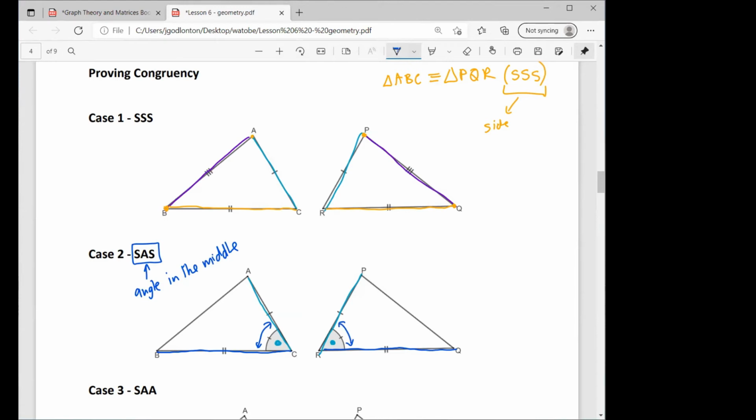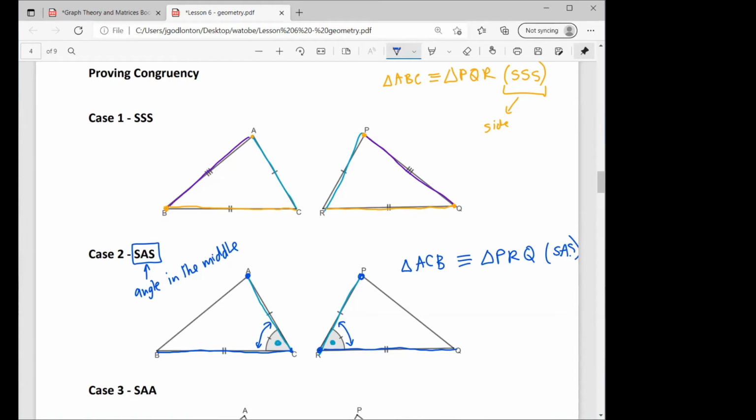So again, here, if I was trying to say which ones are congruent, I would say triangle A, let's go to C, and then B. That would be congruent to triangle P, R, Q, and our reason would be side, angle, side.